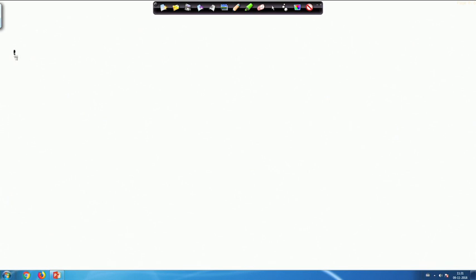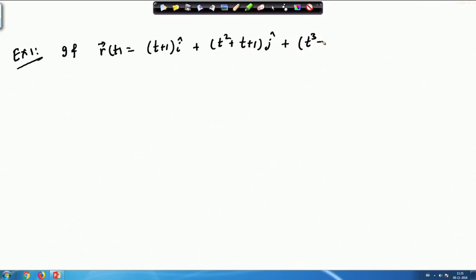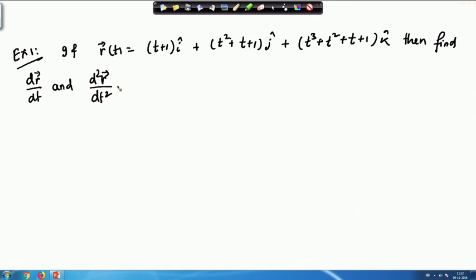So, let us practice a few examples. Example 1: if r(t) equals (t plus 1) times i, plus (t square plus t plus 1) times j, and (t cube plus t square plus t plus 1) times k, then find dr/dt and d square r by dt square.